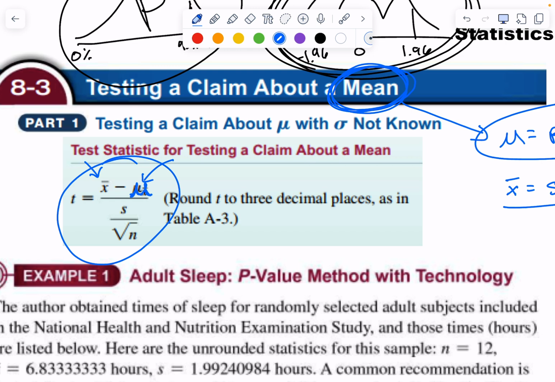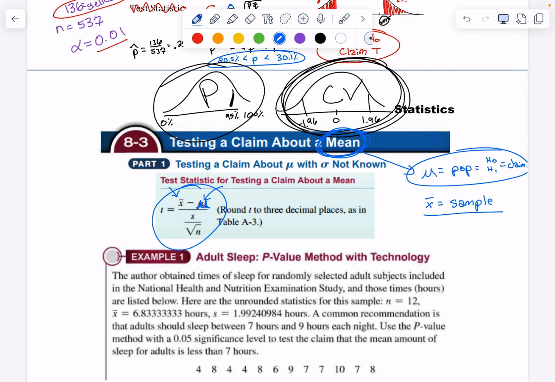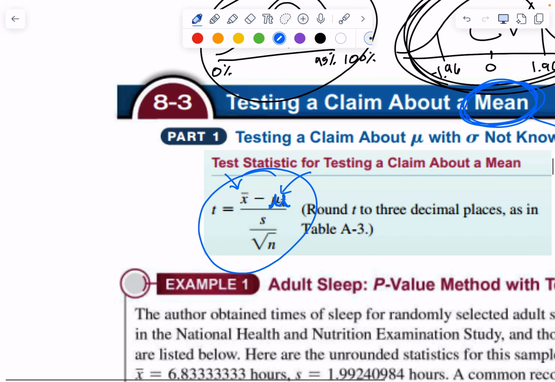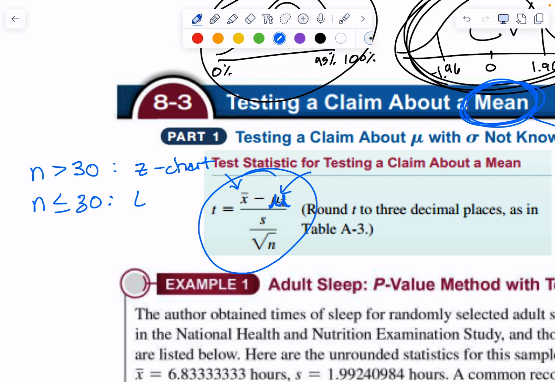S is the standard deviation. N is the N. This formula should look kind of familiar. Just like before, if N is greater than 30, we use the Z chart. If N is less than or equal to 30, we use the T chart.